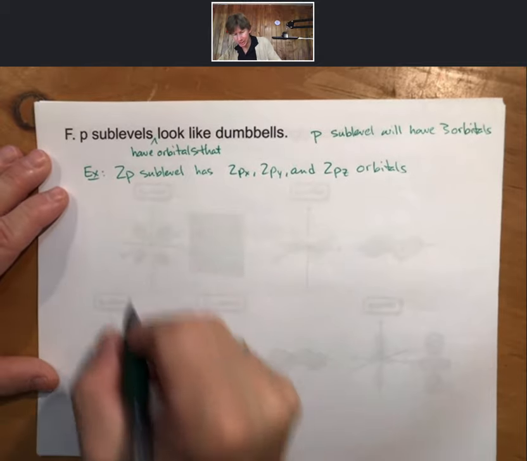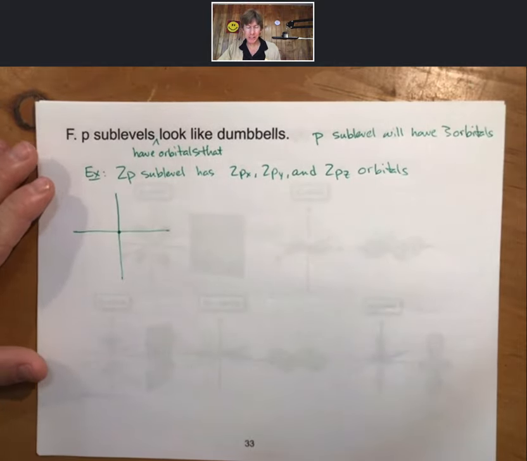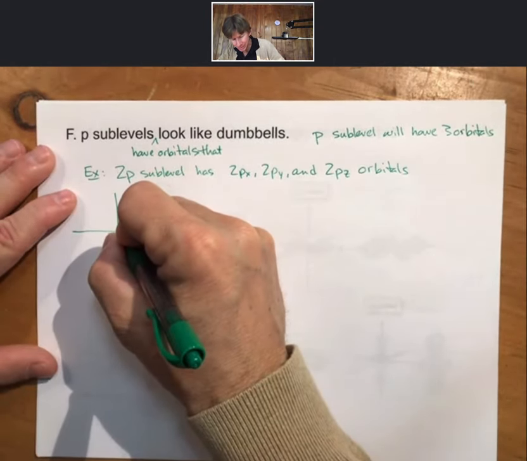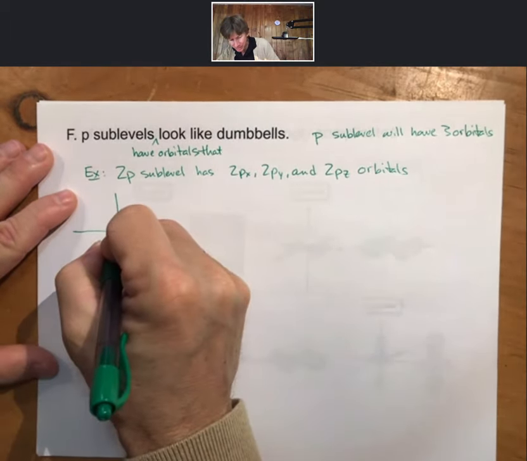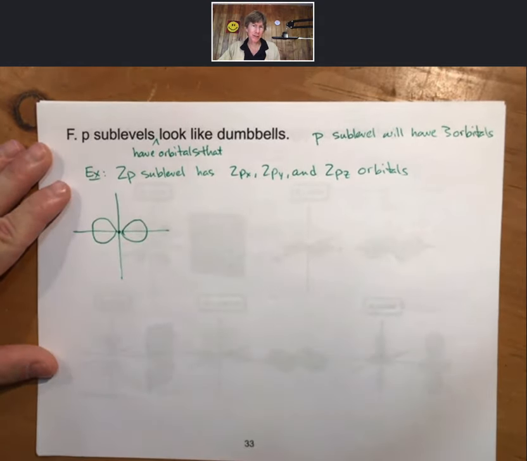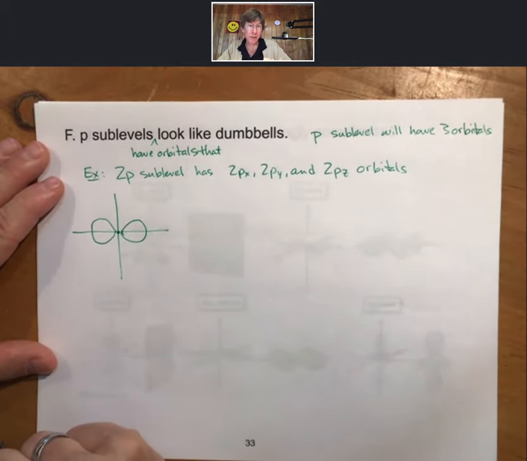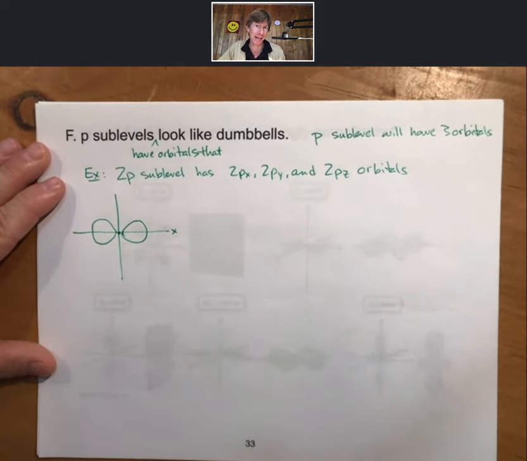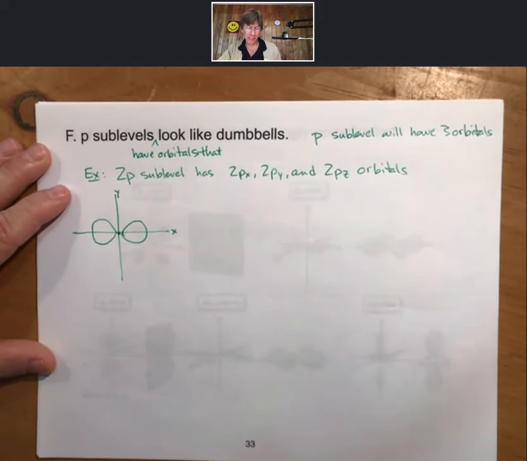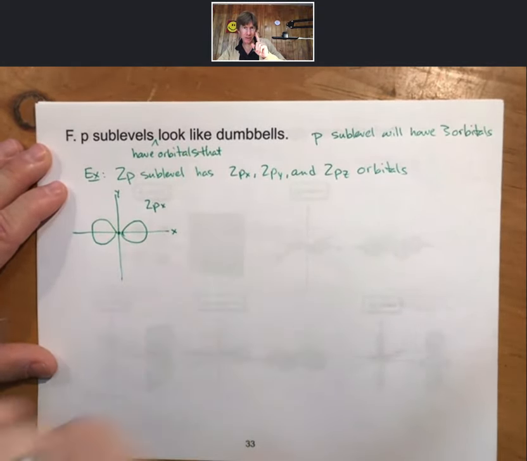Let me draw each of those for you. Again, centered on the nucleus, they will look like dumbbells, some version of this. That's half of it, there's the other half, and the key thing is they look somewhat like inflated balloons, two of them to make up one orbital. I'm defining this as the x-axis and the y-axis, and 2px will be along the x-axis. So two pieces to one orbital.